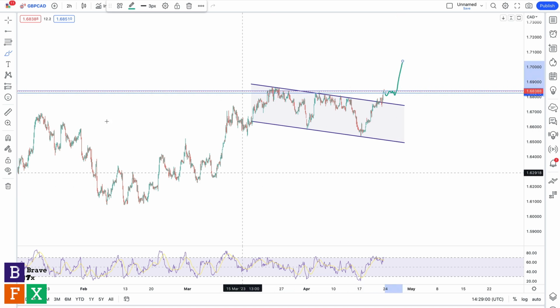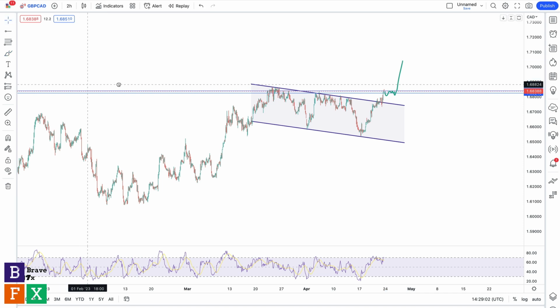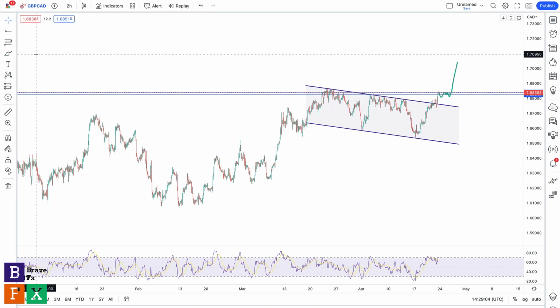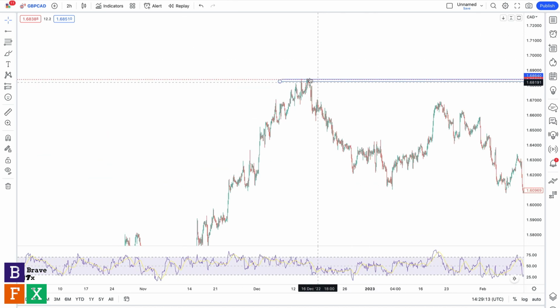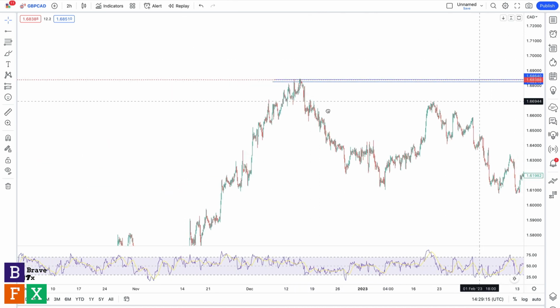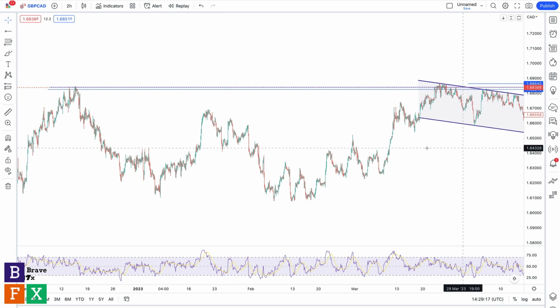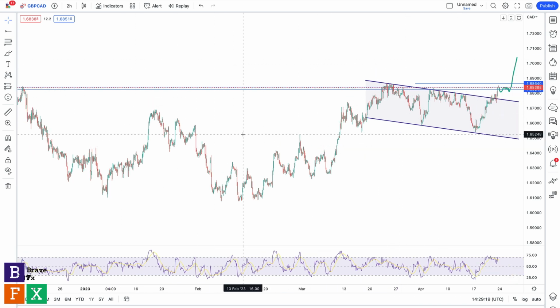This should be an easy one, but nevertheless we have to employ good risk management. So my entry is going to be above the resistance level after the breakout. The breakout has to take out these highs, and also take out these highs here, which would mean breaking through the all-time high. This is currently the all-time high within this time frame, right?